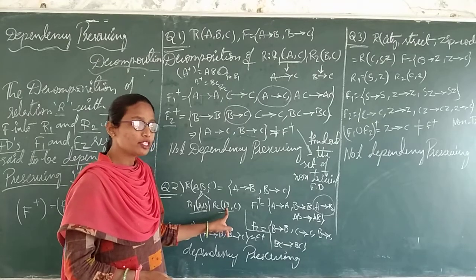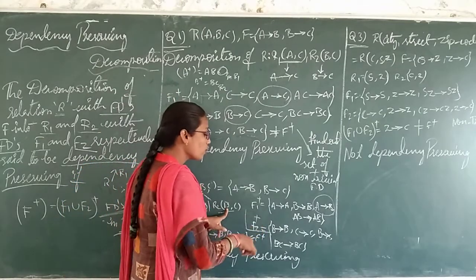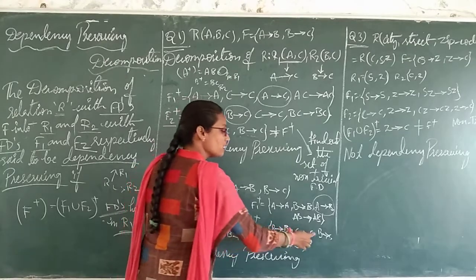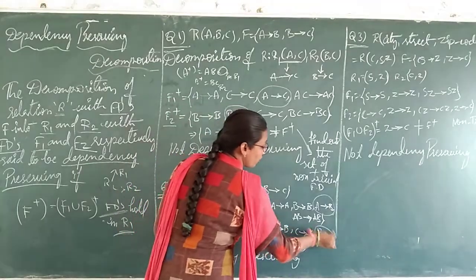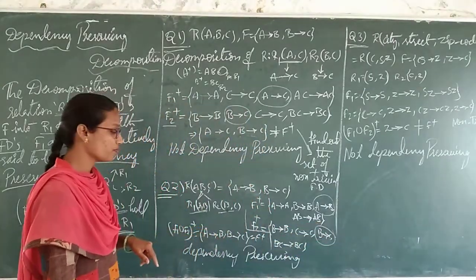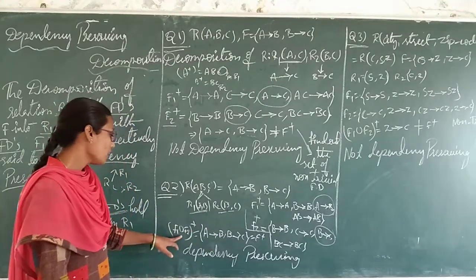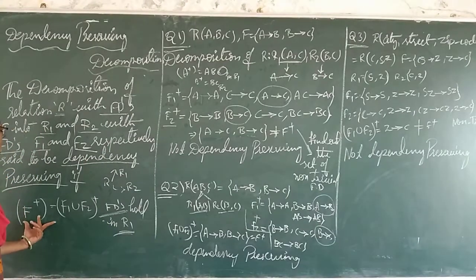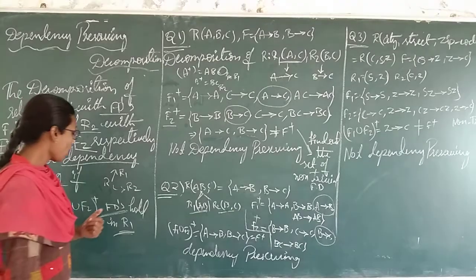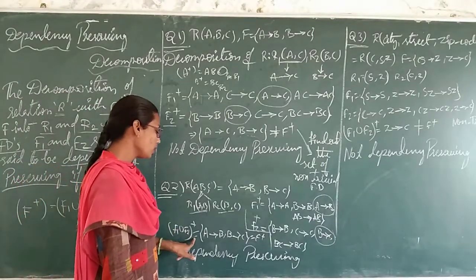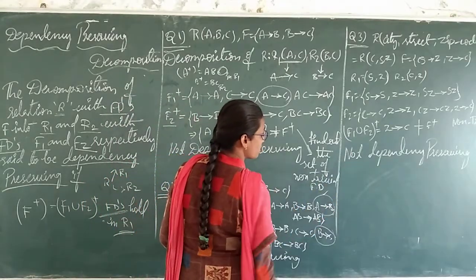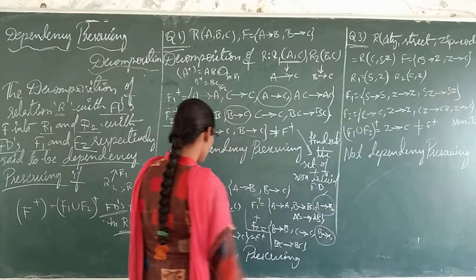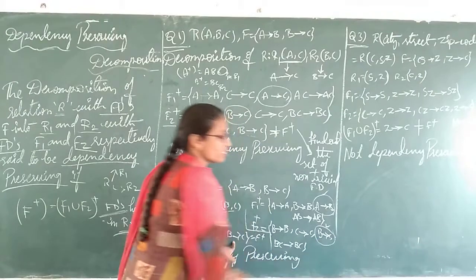In R2 we have the two attributes B, C. In F2 closure: B determines B, C determines C, B determines C, BC determines BC. The non-trivial functional dependency here is B determines C. Next, applying the dependency preserving decomposition formula, F closure is equal to F1 union F2 closure. The non-trivial functional dependencies in F1 are A determines B, B determines C.